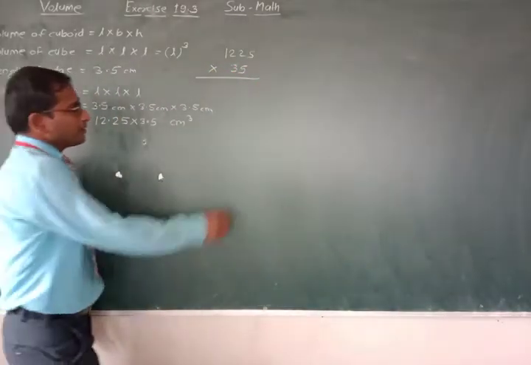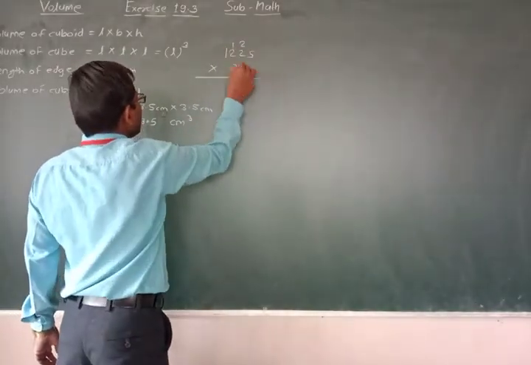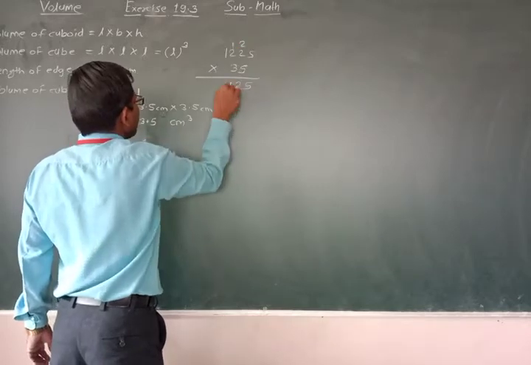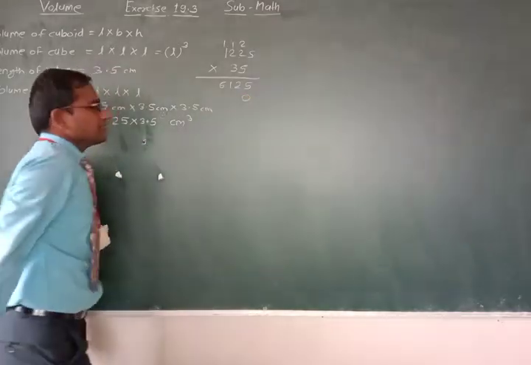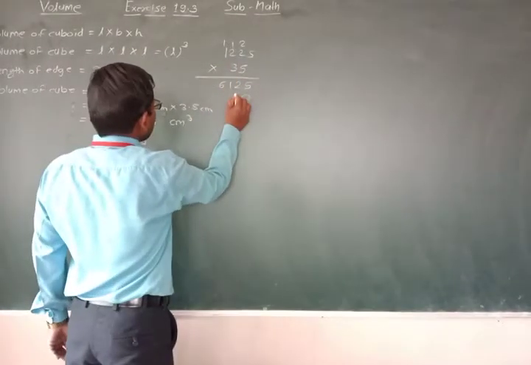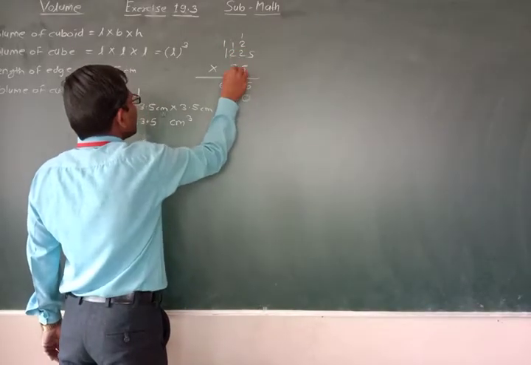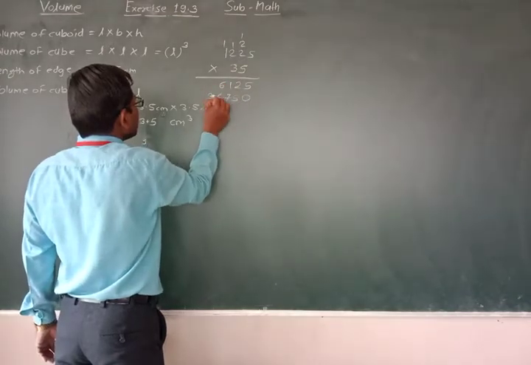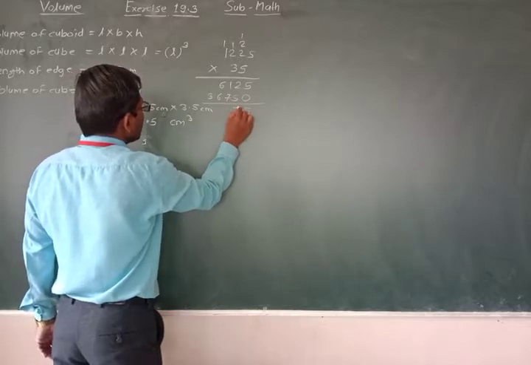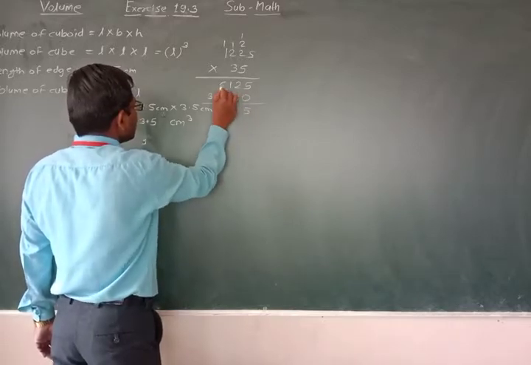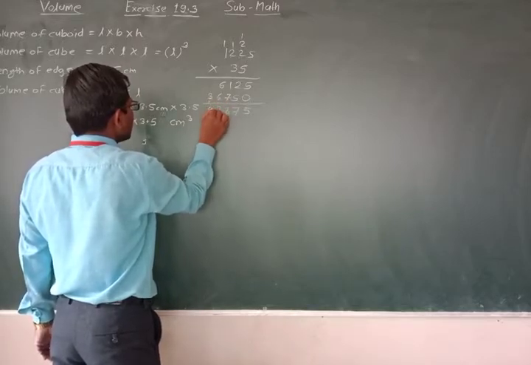5 5s are 25, carry 2. 5 to the 10 plus 2, 12, carry 1. 5 to the 10 plus 1, 11, again carry 1. 5 on the 5 plus 1, 6, 0. Right here 0. Then 3 5s are 15, carry 1. 3 to the 6 plus 1, 7. Again 3 to the 6, 3 1s are 3. Then add 5 plus 0, 5. 2 plus 5, 7. 1 plus 7, 8. 6 plus 6, 12, carry 1. 3 plus 1, 4.